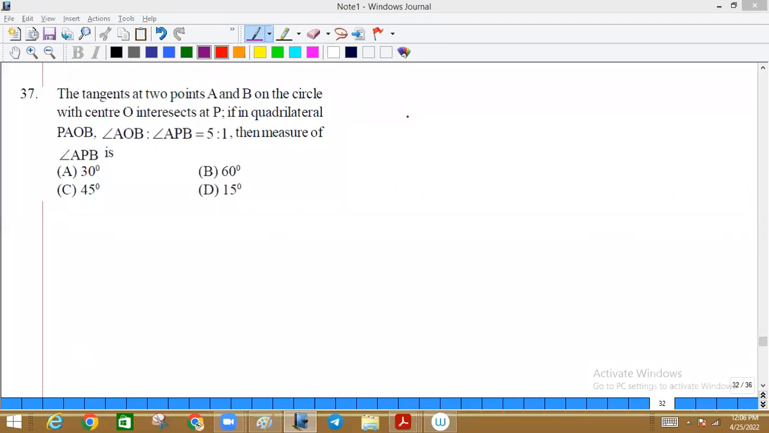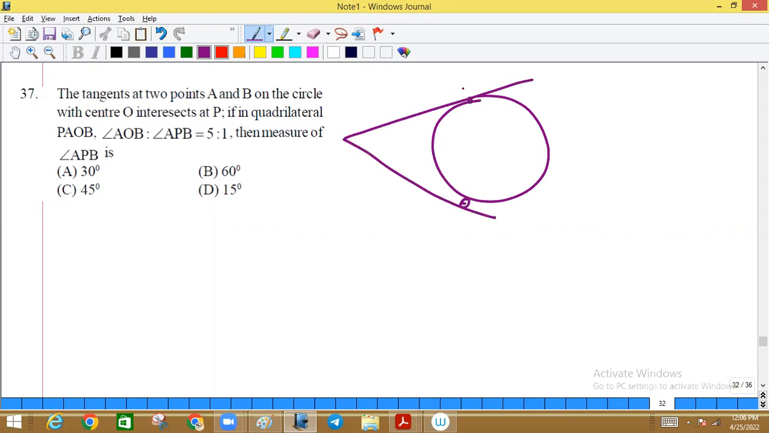The tangents at 2 points A and B on the circle with the center O intersect at P. They intersect at P. Take it as A, B, this is P. Look at this. AOB and APB. I told you if this angle is theta and this is phi, or else if it is x and this is y. What is x plus y? So already tangents means 90 and 90. Therefore, what is x plus y there? X plus y is 180.